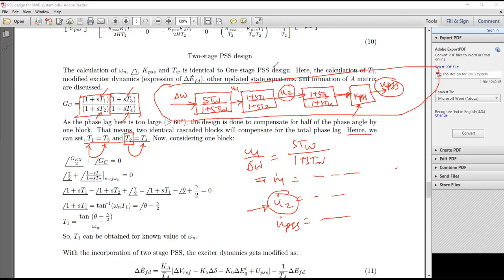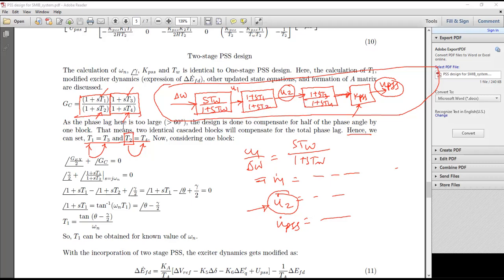So, and in between, you have to calculate the T1, of course. In calculating T1, because T1 is only associated with one of the lead blocks, you have to compensate the phase lag gamma that is produced by GEX. This is the total phase lag. You have to compensate it with the help of two blocks appearing in cascade form, the series form in your block diagram representation.